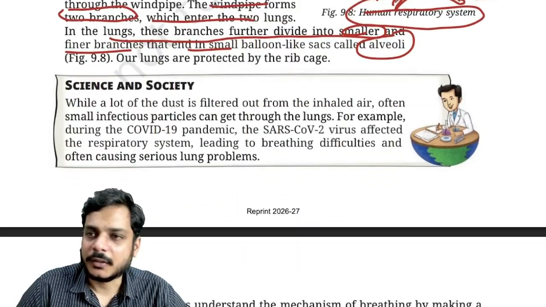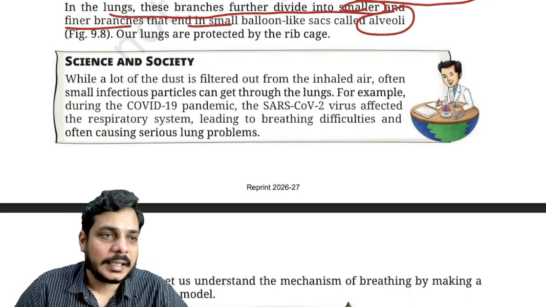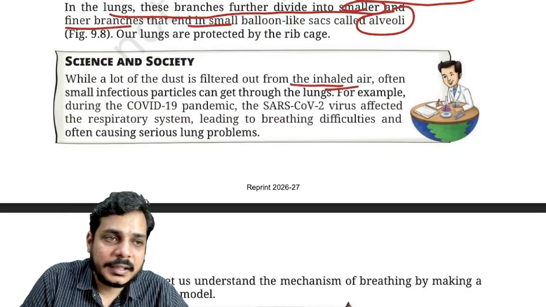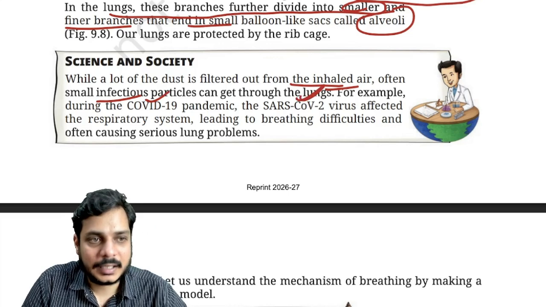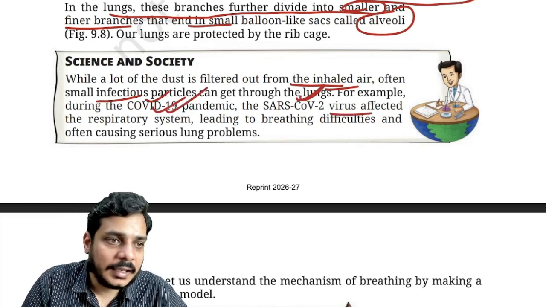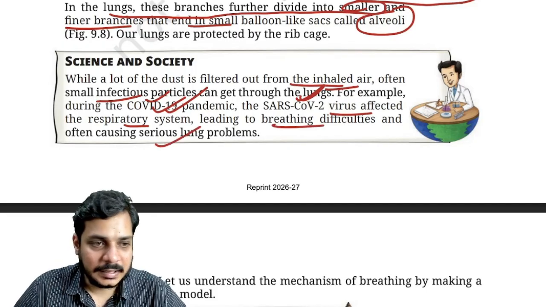Now, science and society. We talk about COVID times in 2020. We have seen that if dust is not filtered out from the inhaled air, then infection particles can get through to the lungs. It was observed in the COVID-19 pandemic also that the virus affected the respiratory system and led to breathing difficulties, causing serious lung problems.